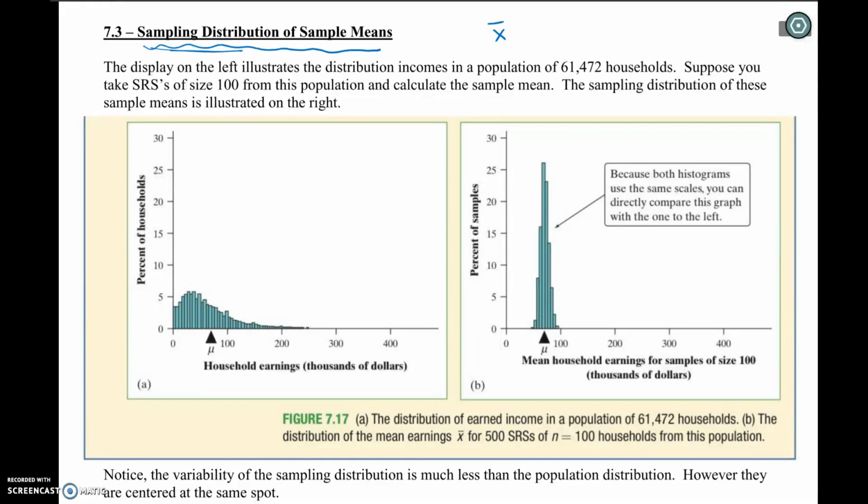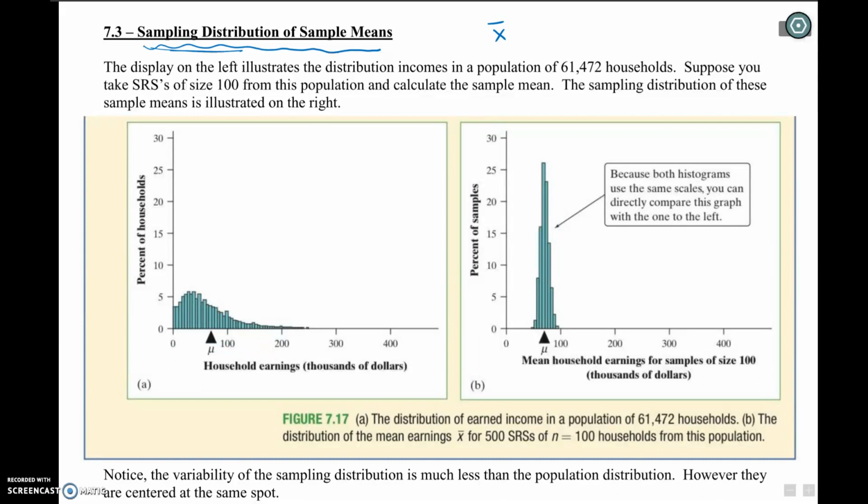The display on the left shows the distribution of incomes in a population of 61,000 households. As you can see, most households are earning anywhere from 0 to 100,000. But we got some people that make a lot of money. Nobody makes less than 0. So we get a skewed right distribution.